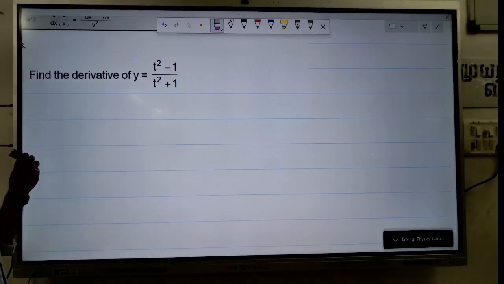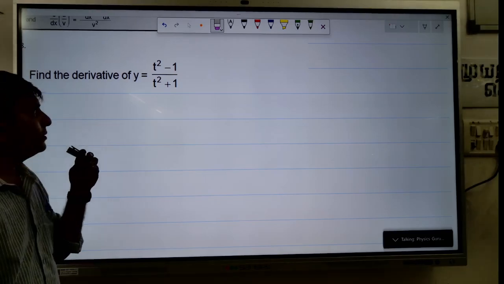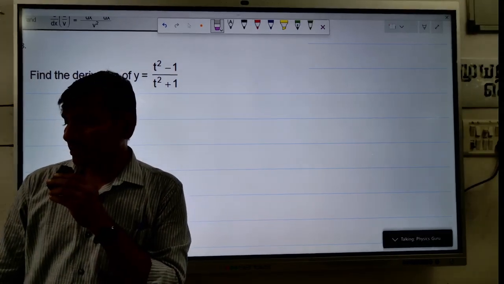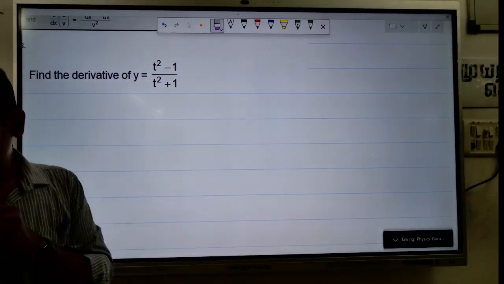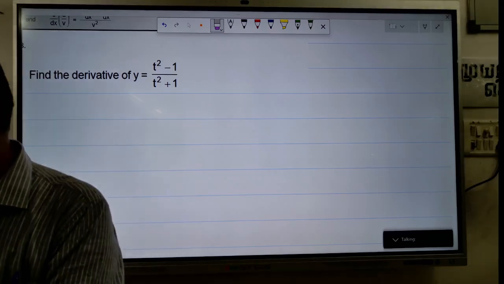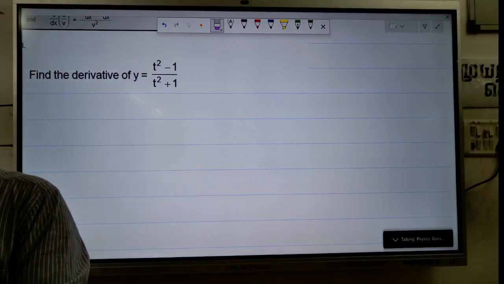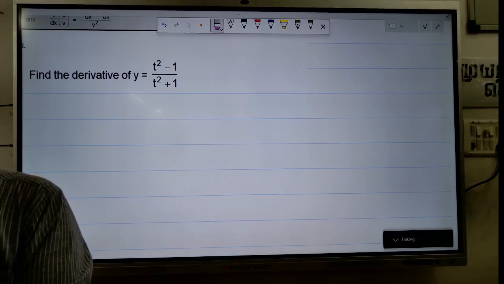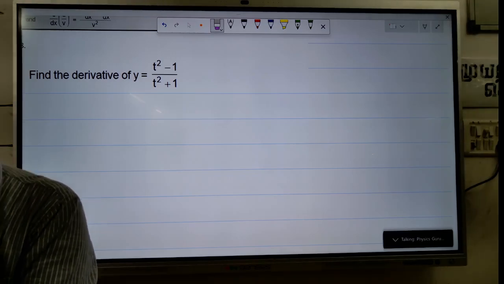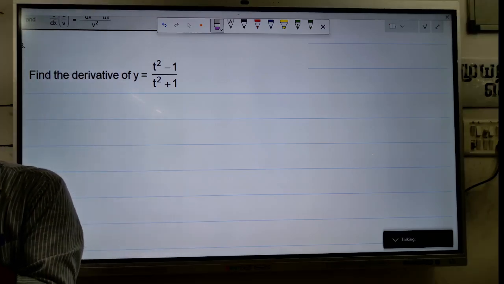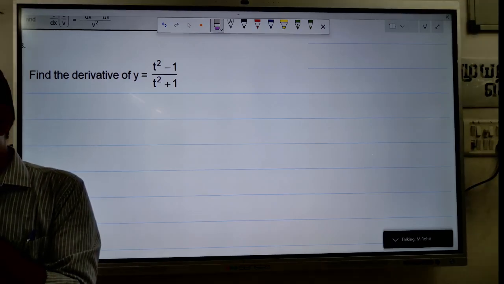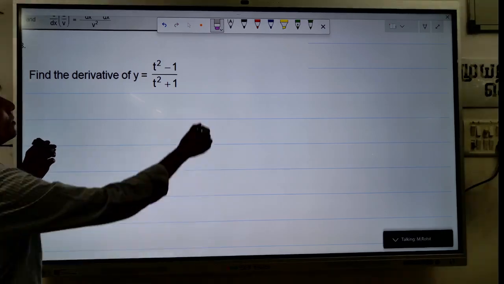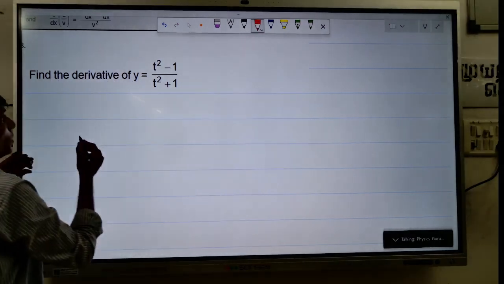Come on children, try this. Find the derivative of t squared minus 1 over t squared plus 1. Yes sir. Yes Rohit, tell me. Can you please tell me the quotient rule?